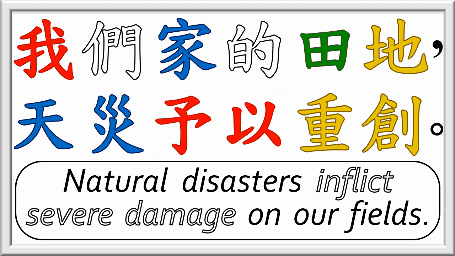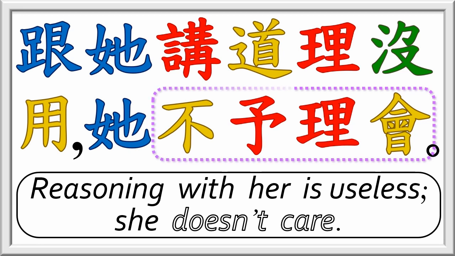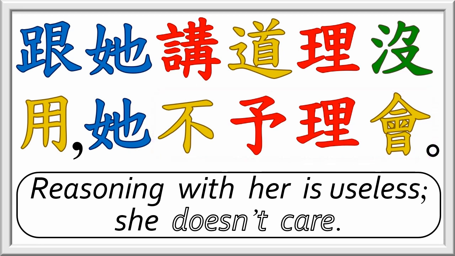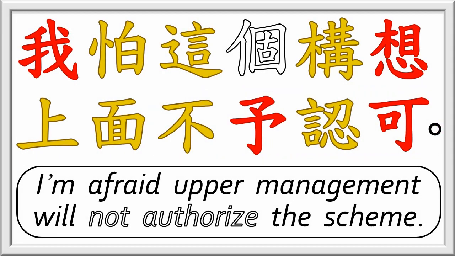我们家的田地，天灾予以重创。Natural disasters inflict severe damage on our fields. When used negatively, 以 is usually dropped. 跟他讲道理没有用，他不予以理会。Reasoning with her is useless. She doesn't care. Literally, she pays no heed. 我怕这个构想上面不予认可。I'm afraid upper management will not authorize the scheme.